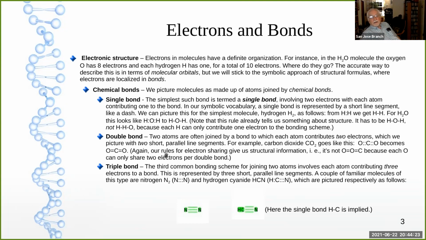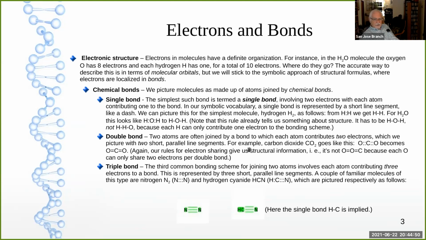that are bonded by a single bond. Next type of bond is a double bond. And you'll often find two atoms being joined by a bond in which each atom contributes two electrons. So we picture that with two short parallel lines, two dashes that are parallel.